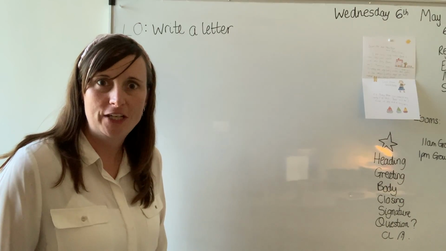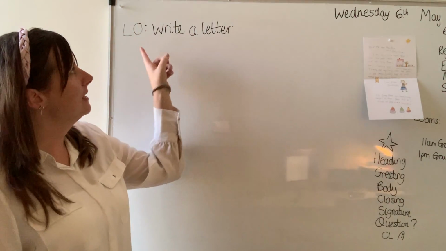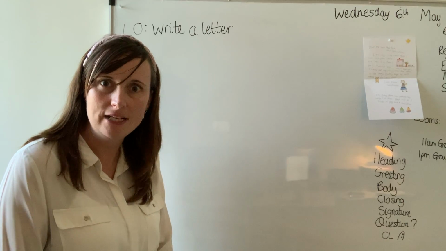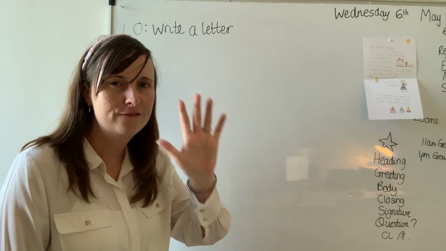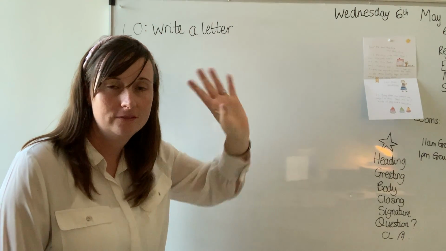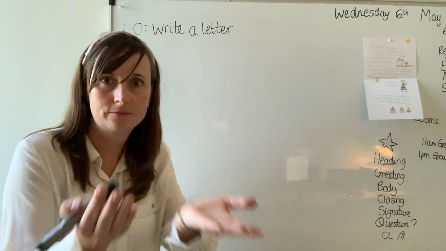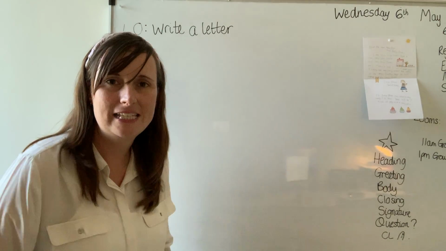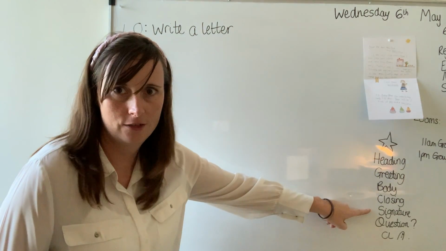Now, as we've been learning all about letters this week, today our learning objective is to write a letter. We're going to be writing our own letters. First though, we need to remind ourselves, what are the 5 features of a letter? We had the heading, the greeting, the body, the closing, and then the signature. I've got them all here.